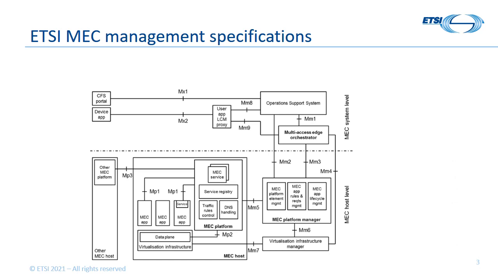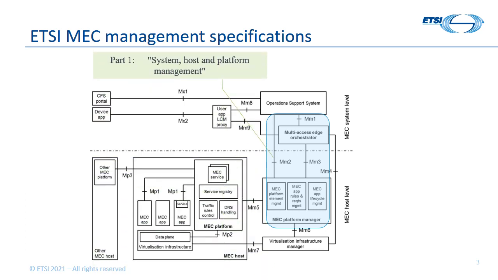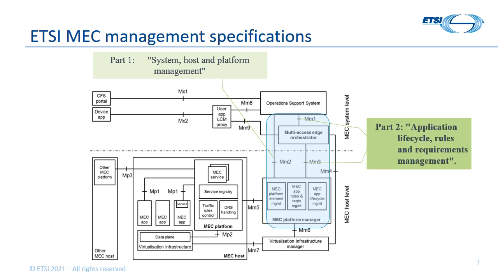This figure depicts the generic MEC system reference architecture. It shows the functional elements that comprise the MEC system and the reference points between them. The MEC ISG provides a multi-part deliverable covering MEC management in the blue box. MEC 10-1 defines the management of the MEC system, MEC host, and the MEC platforms. MEC 10-2 defines the management of application lifecycle, rules and requirements, and provides information flows and interfaces over the reference points.